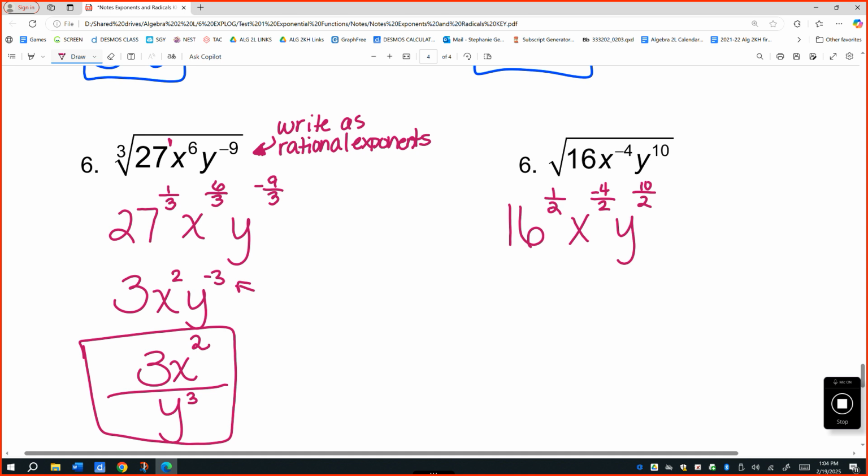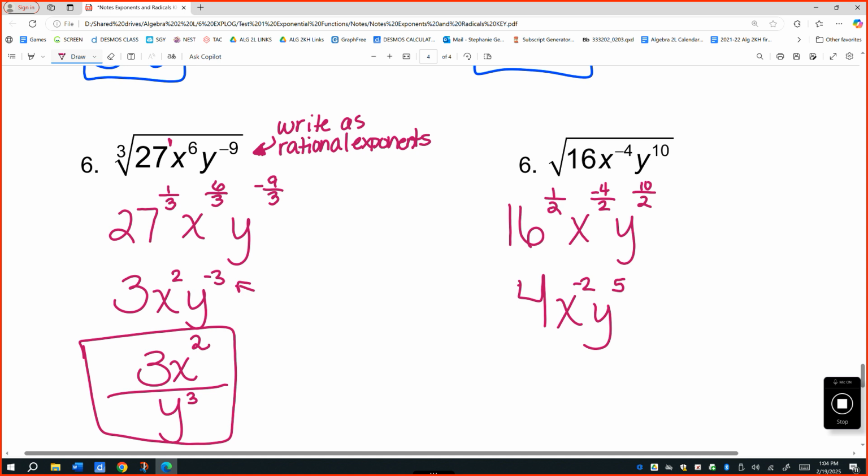Okay, let's go over this one. So it's a square root. So all the denominators of your exponents are 2. Okay, so I have 16 to the 1/2, x to the -4/2, and y to the 10/2. Okay, 16 to the 1/2 power, that's square root of 16. What's the square root of 16? 4. Okay, now we can simplify this one. This will be x to the, what's negative 4 divided by 2? Negative 2, yes. And then I have y to the 5th, because 10 divided by 2 is 5.